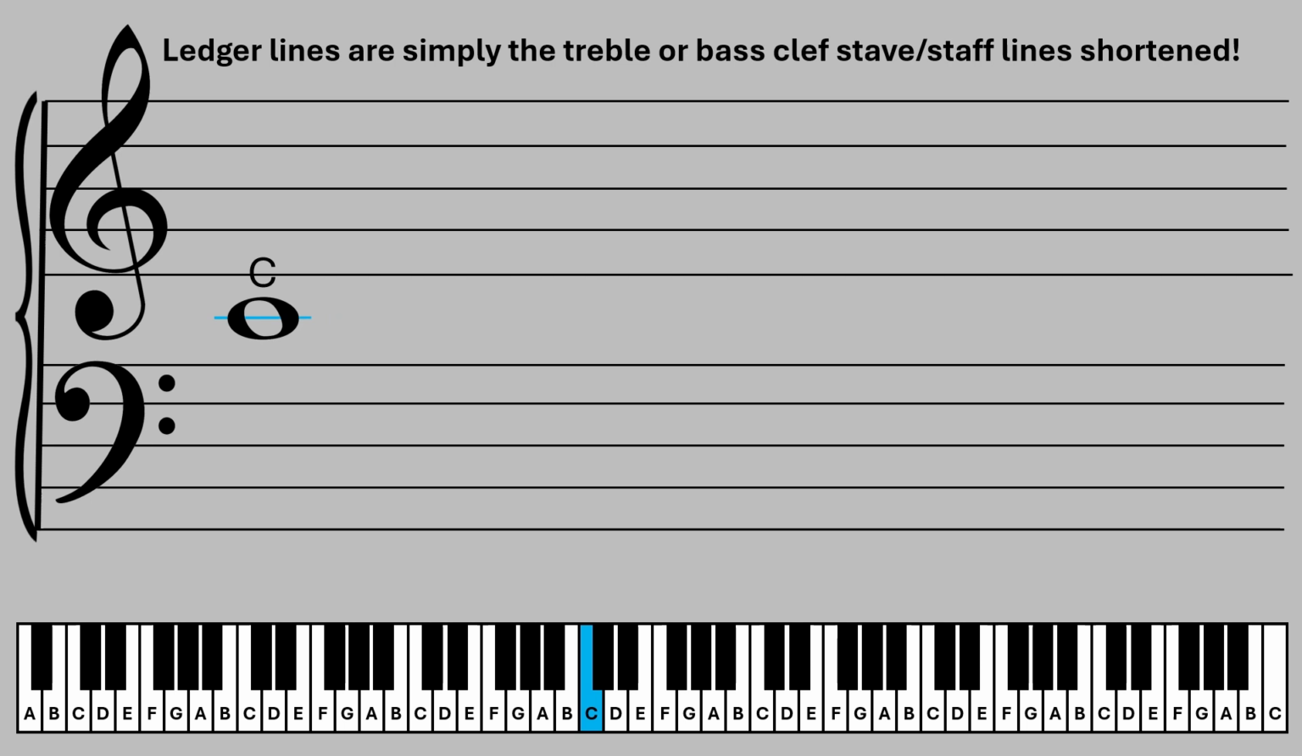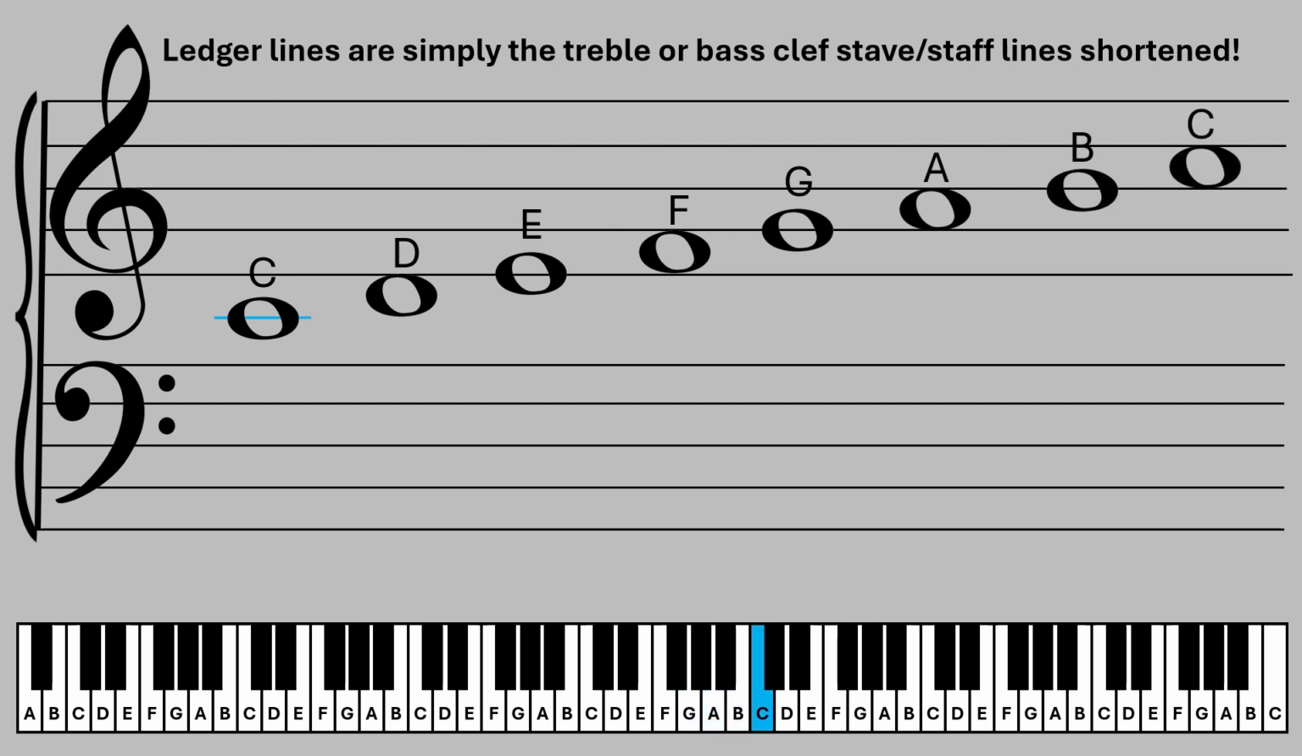A ledger line is an extra line we have to draw which is not part of the 5 treble or bass clef stave or staff lines. Let's add the notes moving up in pitch via the line space pattern until we reach high C. Now we need to add the C ledger line for all of these notes. Let's shorten the brace which connects the treble and bass clef staves together and remove the treble clef, as these notes will be shown as ledger lines in the bass clef.